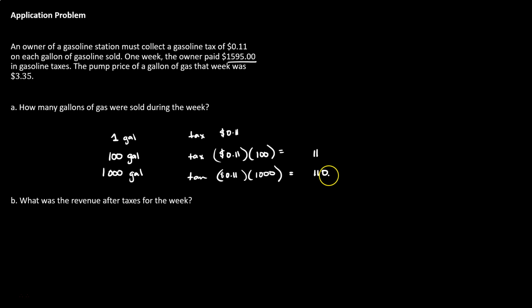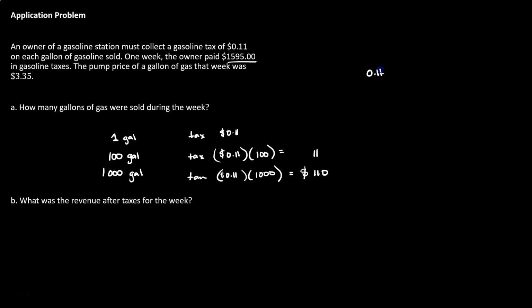So they're selling more than 1,000 gallons, right? And we know that because if they sold 1,000 gallons, we would multiply 11 cents to each one of those gallons. That would be a tax bill of $110. So we're not even coming close to that. So instead of guessing like this, how about we figure out how many times 11 goes into 1,595?